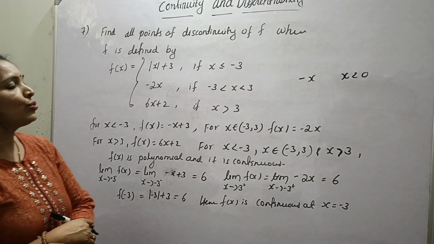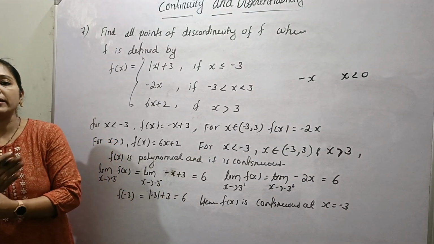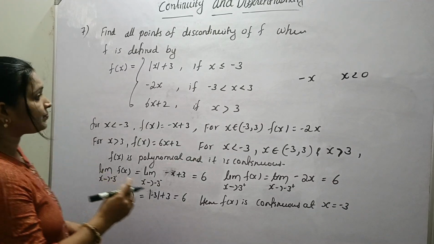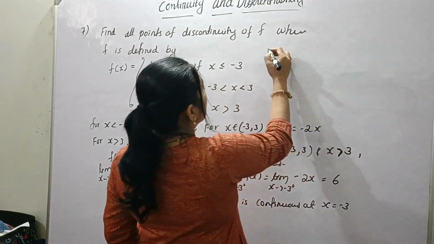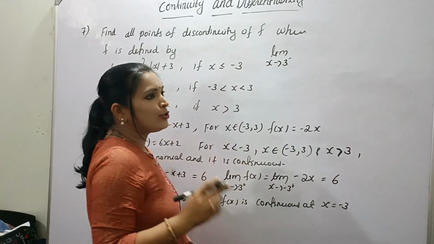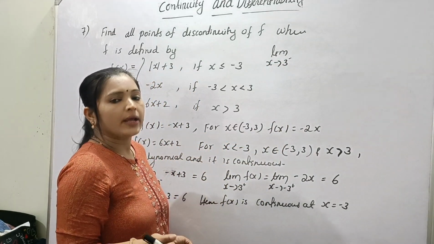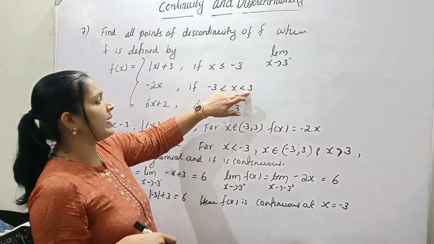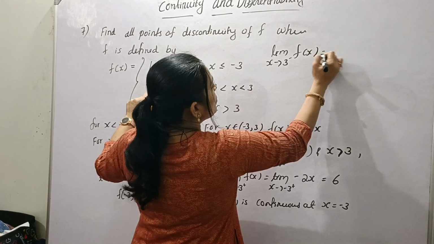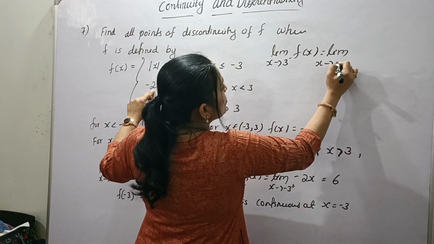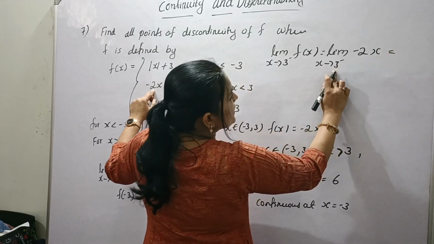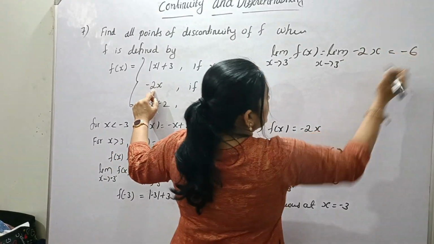So here also we need to check the left hand limit and right hand limit. Okay. So left hand limit of the function, limit x tends to 3 minus, the value of x is close to 3 but less than 3. But less than 3, the function is minus 2x. Okay, limit x tends to 3 minus f of x is minus 2x. Now here substitute x is equal to 3, you will get minus 6.